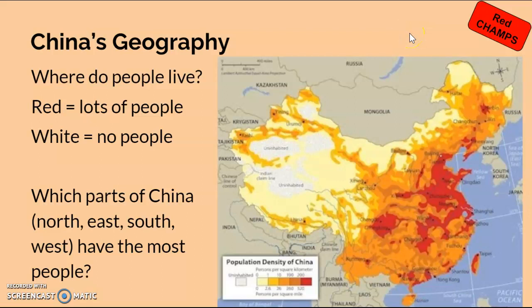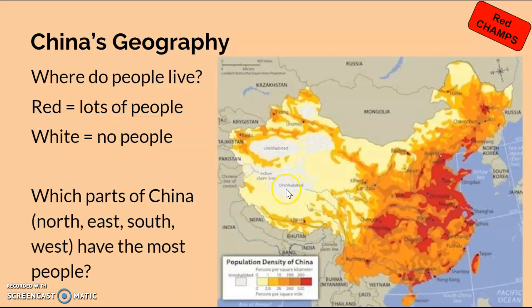On this map of China, you'll notice there are some red areas that go through orange to yellow all the way down to the white areas. The white areas are labeled uninhabited. This map of China just shows where people live.